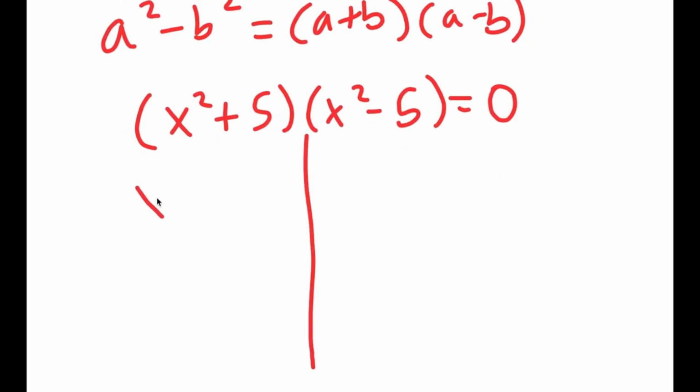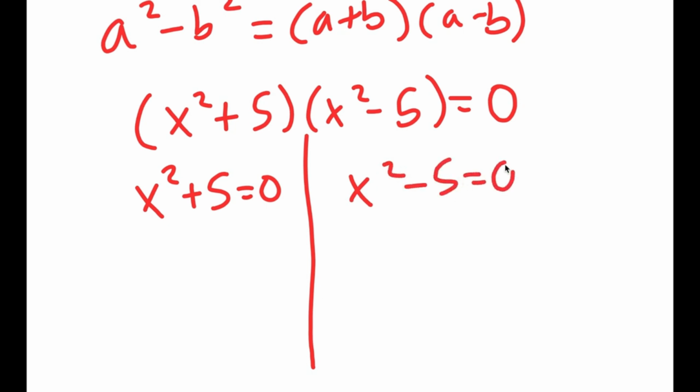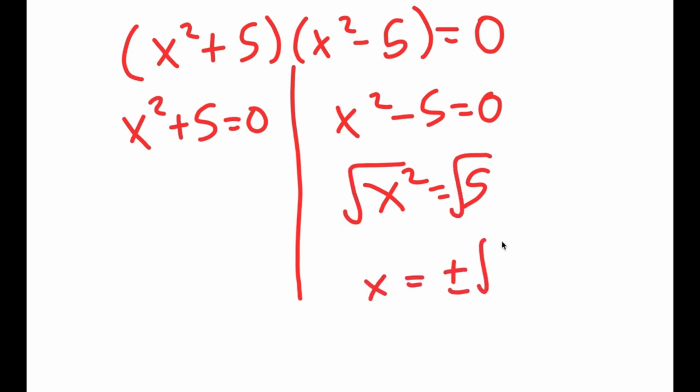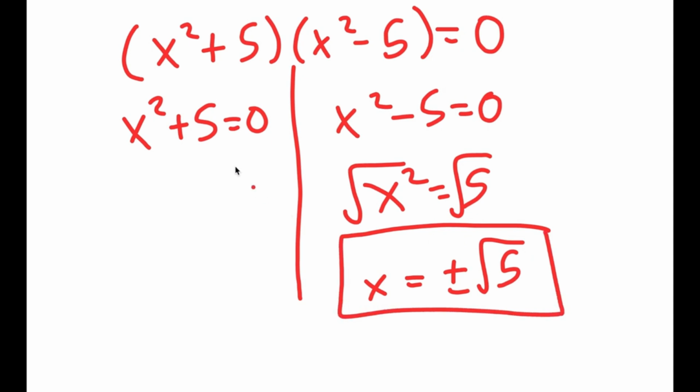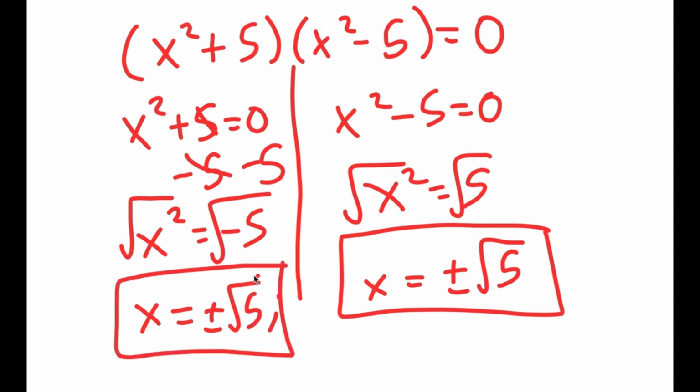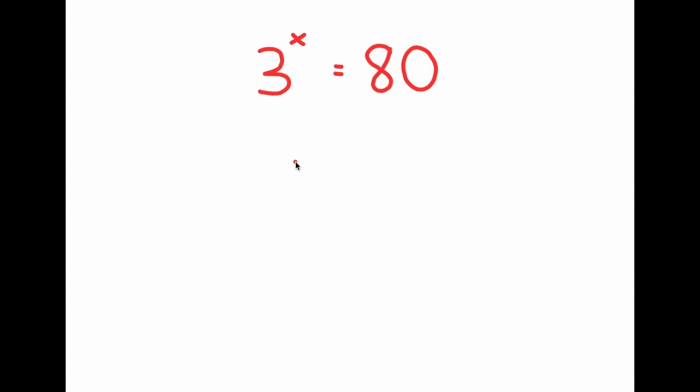So I get two equations. x squared plus 5 equals 0 and x squared minus 5 equals 0. So for x squared minus 5 equals 0, I get x squared equals 5. If I take the square root on both sides, I get x is equal to positive or negative square root of 5. Now for x squared plus 5 equals 0, I can subtract 5 on both sides. So I get x squared is equal to negative 5. If I take the square root, I get x is equal to the square root of negative 5, which is equal to square root of 5 times i. So these are my four solutions to this equation.